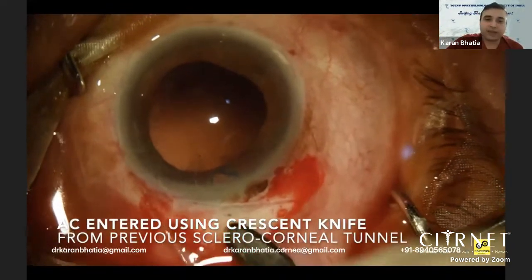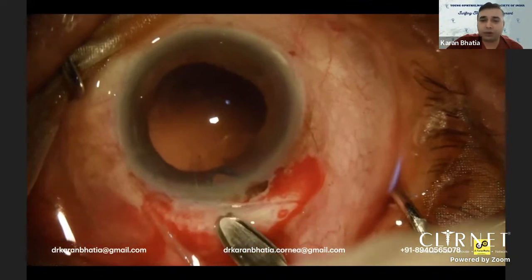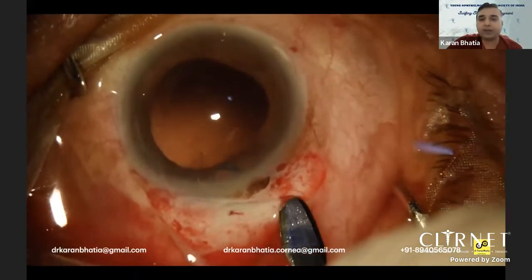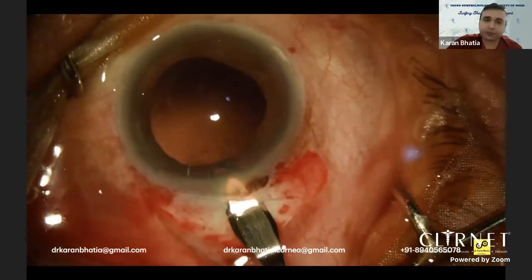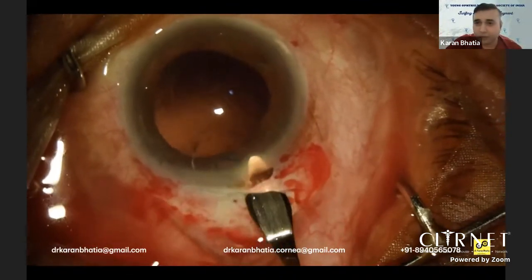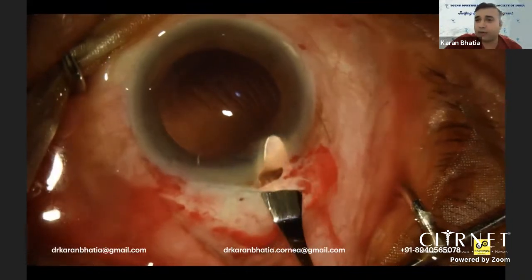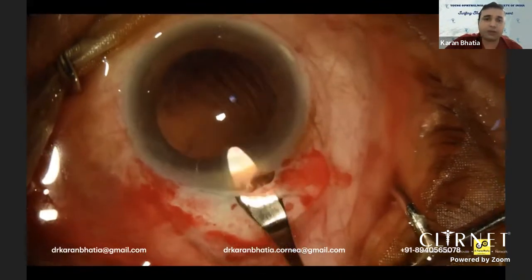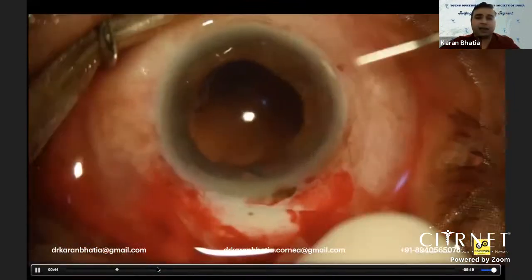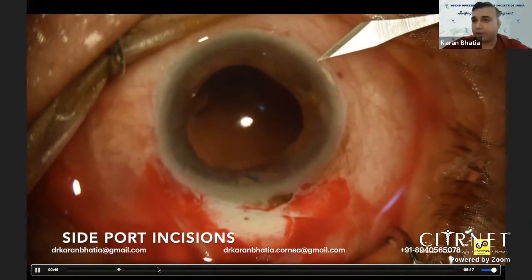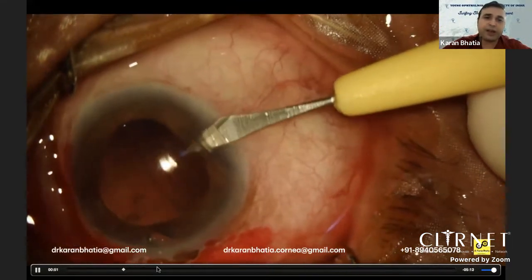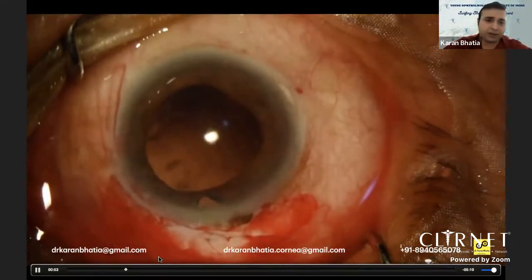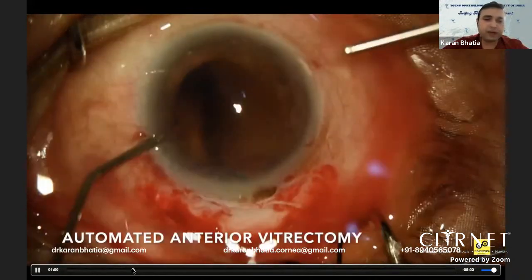Then the next step would be, ideally you would want to make a side port, but over here what I've done is I've used a crescent knife to open the same tunnel that was there. You can choose a different site as well if you want, but I felt I could go ahead with this site, so I've done it in this case. So this tunnel was entered, and then after injecting some OVD into the anterior chamber, a side port incision was made, and on the other side as well it was done, and OVD was injected into the anterior chamber.